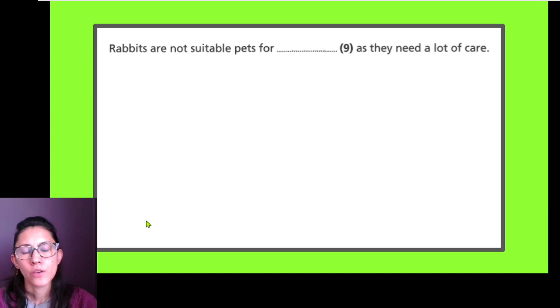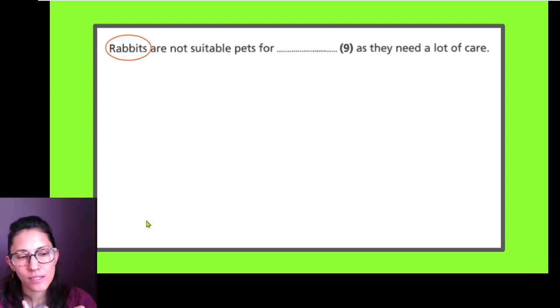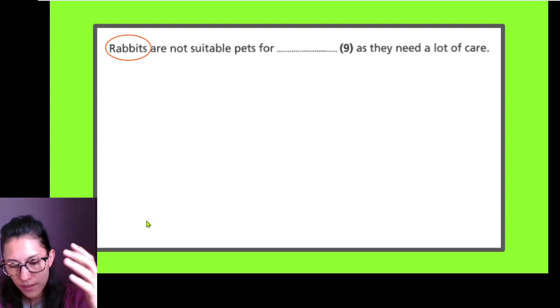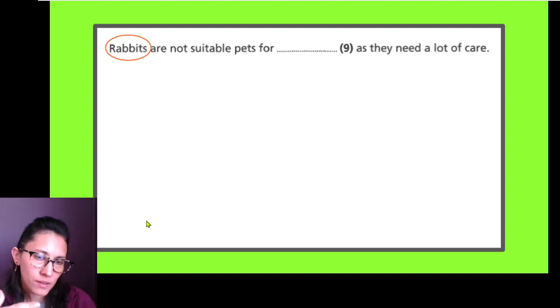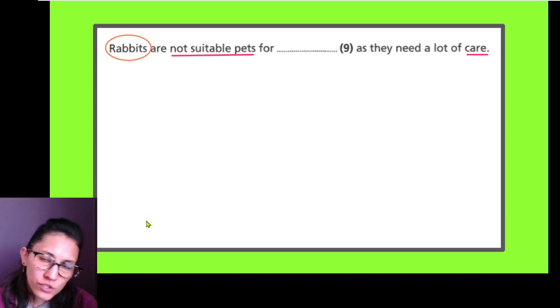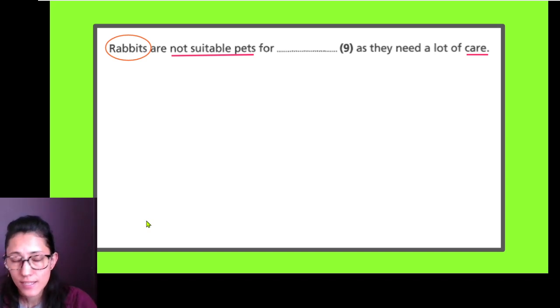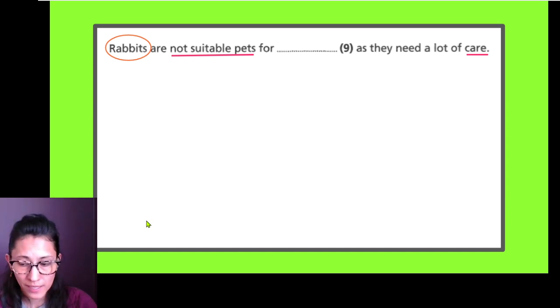Here is an example. You have: rabbits are not suitable pets for blank as they need a lot of care. So the first thing that you need to notice is that you're talking about rabbits, and of course this topic has already been given in the title of the monologue and the instructions, so you know that it's going to be about rabbits as pets and probably not as wild animals, okay? Other thing that you need to notice, obviously, to get the idea of this sentence is, well, those are the keywords, okay? So in this case, not suitable pets, and also care or a lot of care, so you have an idea of what to expect.